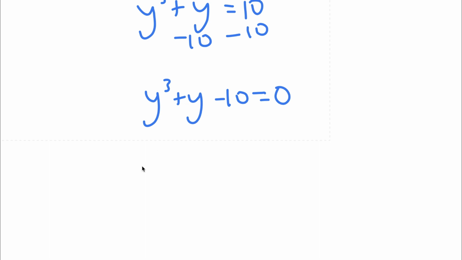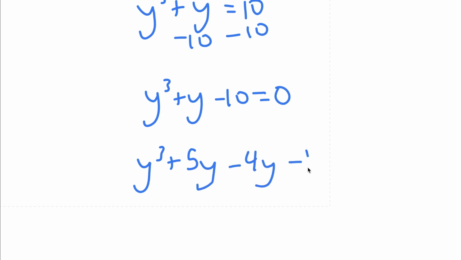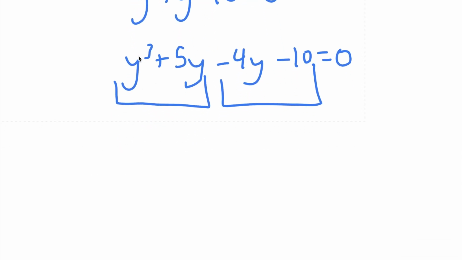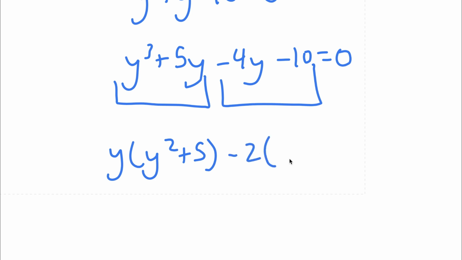And y here, I'm going to rewrite as 5y minus 4y. So I have y to the power of 3 plus 5y minus 4y minus 10 is equal to 0. Now I'm going to factor this in groups. I'm going to factor y to the power of 3 plus 5y and also negative 4y minus 10. So for y to the power of 3 plus 5y, the greatest common factor is y. So I get y times y squared plus 5. And for negative 4y minus 10, the greatest common factor is negative 2. So I have negative 2 times 2y plus 5, and this is equal to 0.